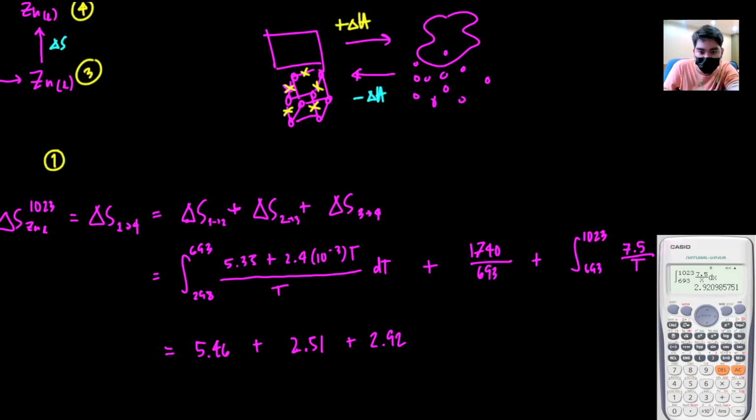So, if we evaluate everything, we should get delta S, and let's calculate everything. No? That's 5.46 plus 2.51 plus 2.92 gives us 10.89. 2.92. Para may lahat.